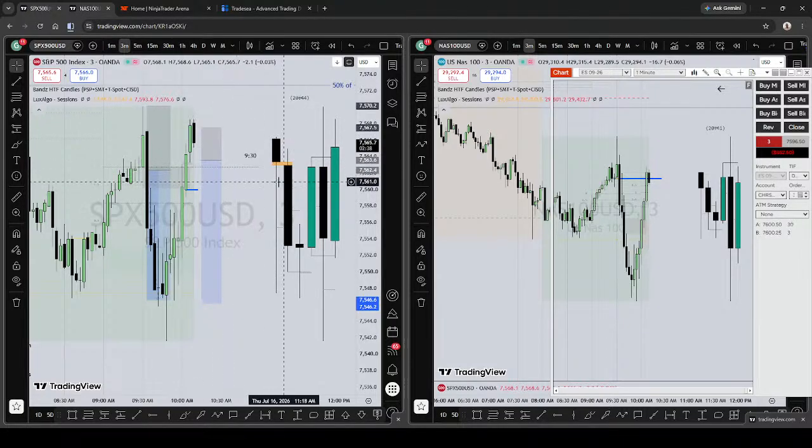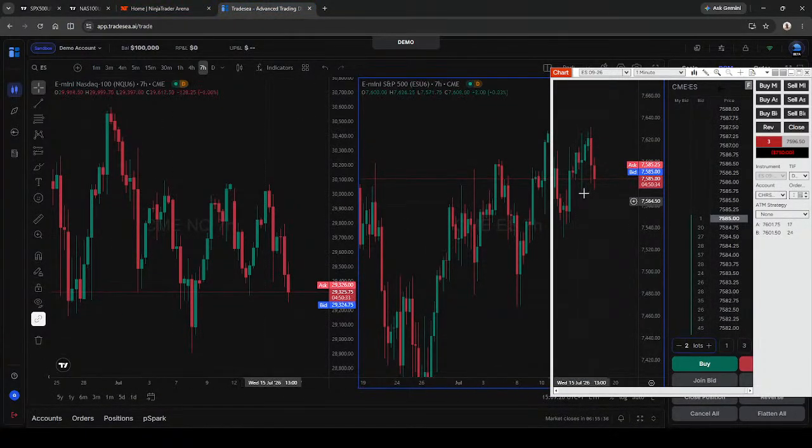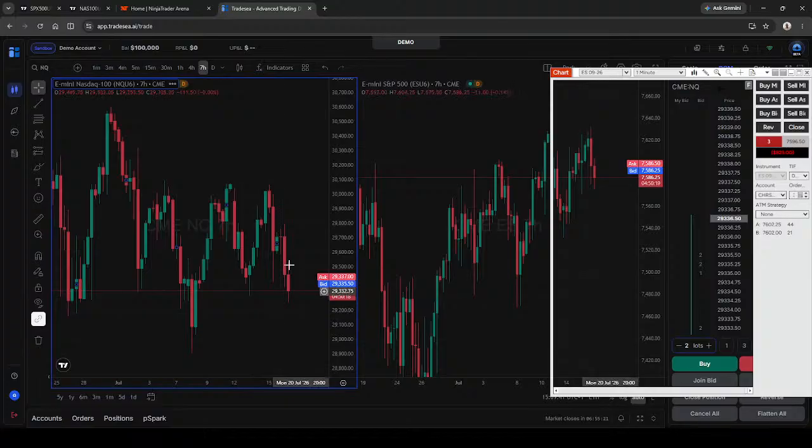If I had an idea that it would sweep that low, probably I'd have taken my trades off. I would have, not probably, I would have taken my trade off. Yeah, so that's my bad. This is also delayed as well. This is also delayed.